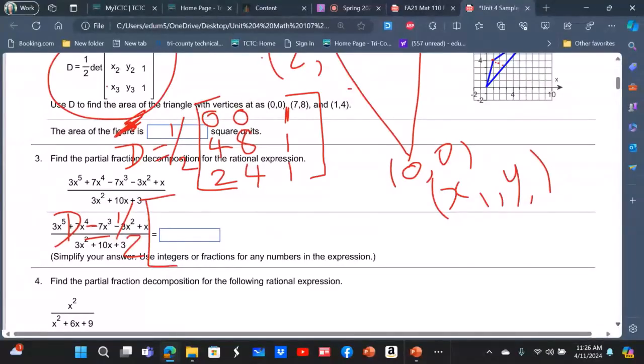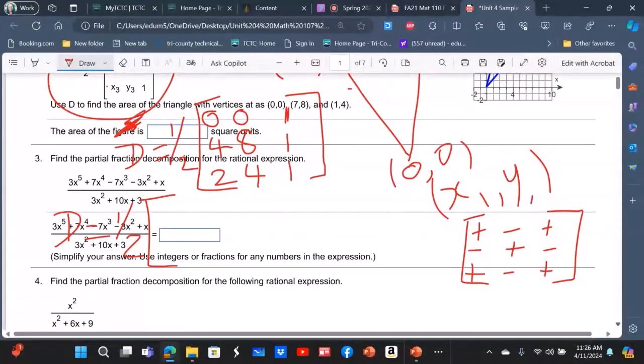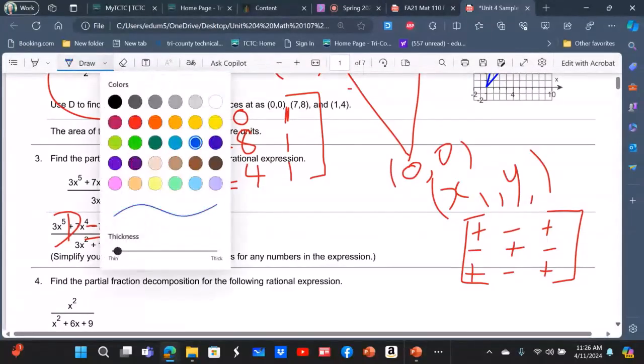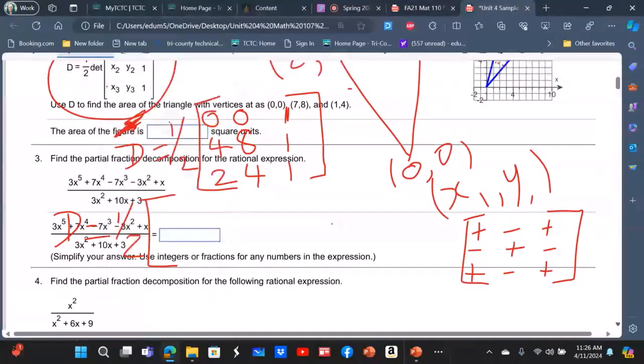By the way, let me write my matrix of signs: plus, minus, plus, minus, plus, minus, plus, minus, plus. Okay, so I am going to find the cofactors and multiply them by the number in front. For the first cofactor, I want to use the first row.